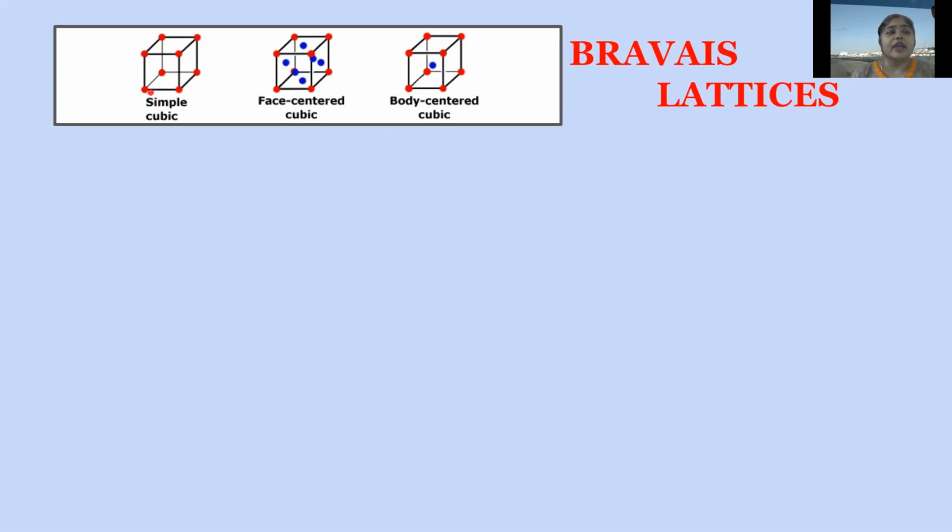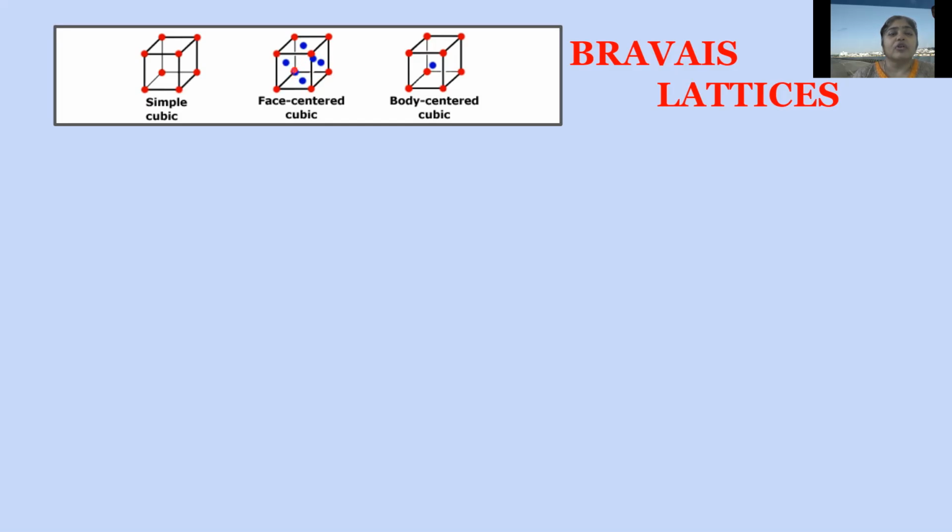Now in the cubic type, as you can see here, these red dots denote the position of the constituent particles in the unit cell. So if these constituent particles are present only at the corners of the unit cell, it is called a simple or a primitive cubic unit cell. Whereas if you have the particles at the corners as well as on the faces of the cube, remember the cube has 6 faces, so if there is one particle on every face, you can see here the representation of 6 blue dots. Each blue particle is on the face of the cube.